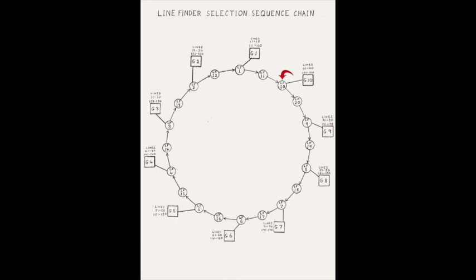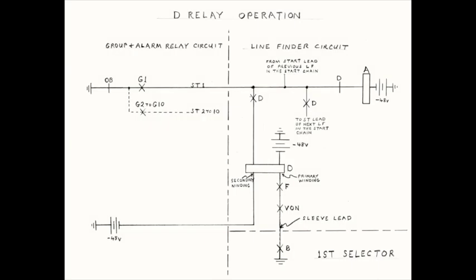Start lead number 10 enters the hunt for an idle line finder at line finder number 10, which is the first choice line finder for the subgroup G10 line circuits. If a line finder is available for selection, its D relay is in its released position, and any grounded ST lead will seize its earliest choice line finder by operating that line finder's A relay. If a line finder is unavailable for selection, its D relay is operated, and any grounded ST lead will be transferred past that line finder to its next choice line finder.